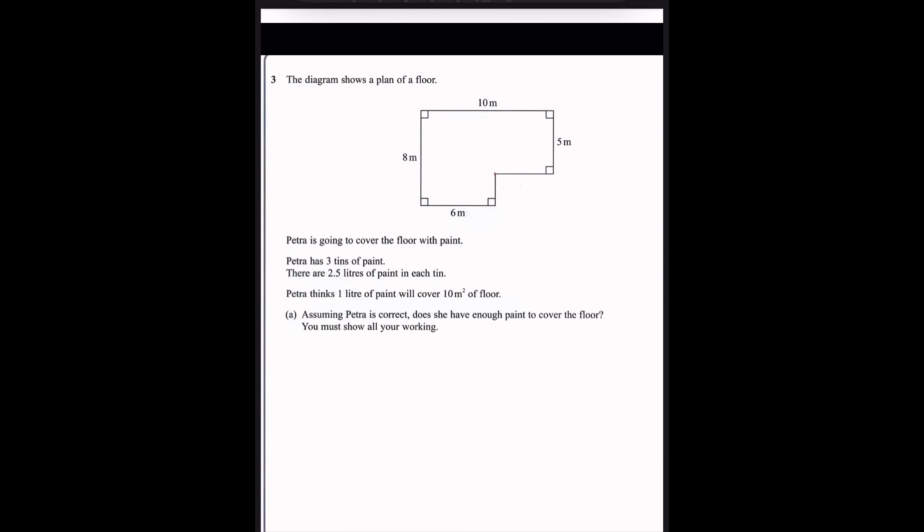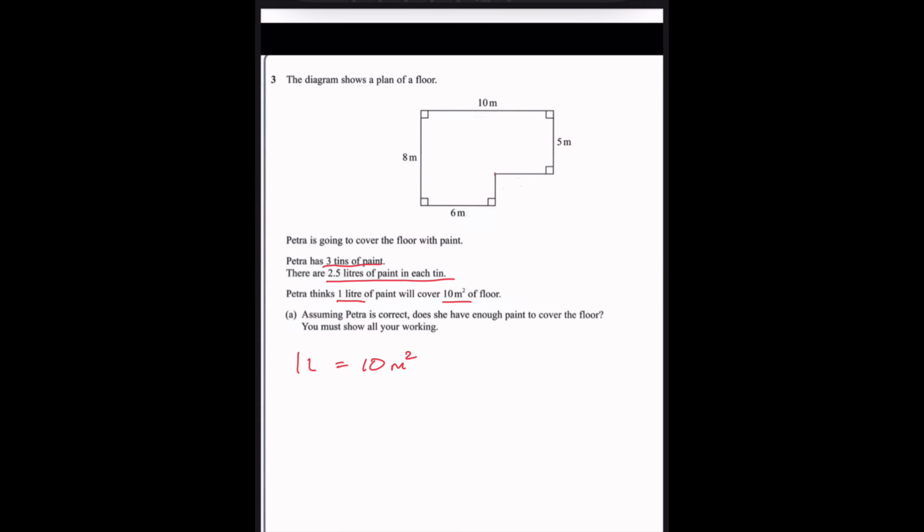Question 3. So question 3 says, we have a diagram of a floor plan and she has 3 tins of paint. So I'm going to underline any keywords I come across or key bits of information. So 3 tins of paint there, 2.5 litres in each tin. She thinks 1 litre will cover 10 metres squared. So I'm going to put here 1 litre equals 10 metres squared.